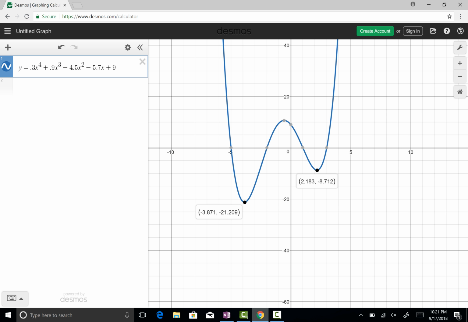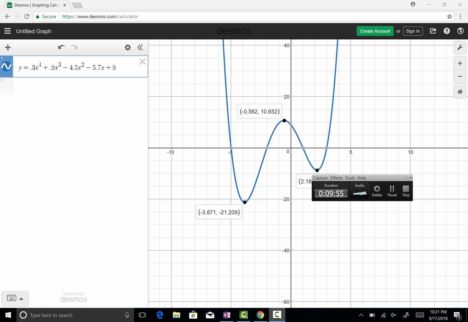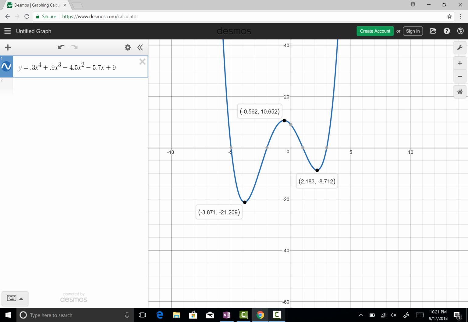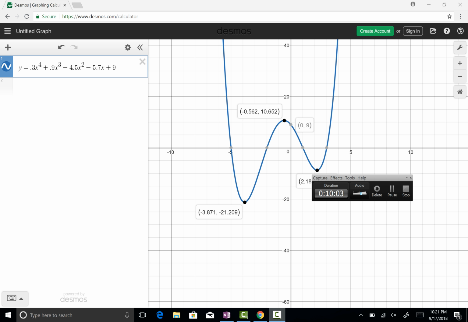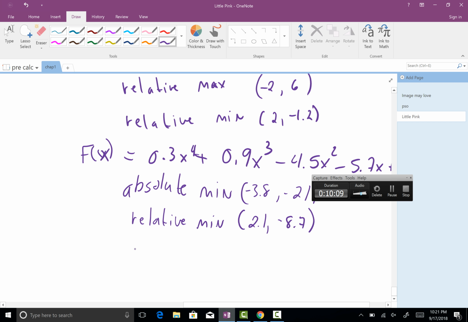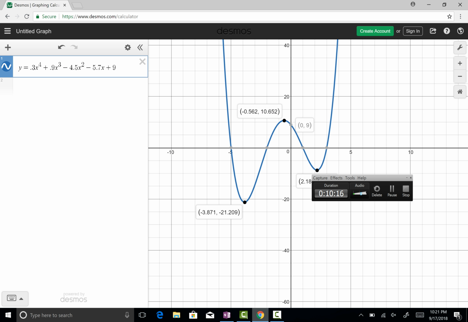Okay, if we go back to the graph again, here we have a relative max, because again that function is increasing on both sides there. So we would say this function has a relative maximum. Okay, so I'm going to write that down. And let's see, that was at negative 0.5 and 10.6.